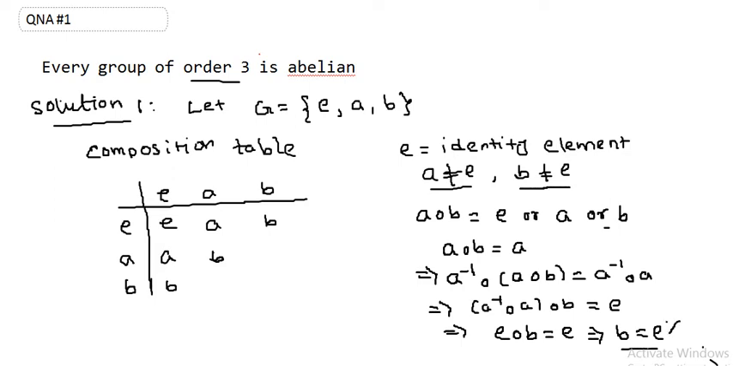So this is not true. So why is this not true? Because we assume that A compose B equals E. So A compose B cannot be equal to A.